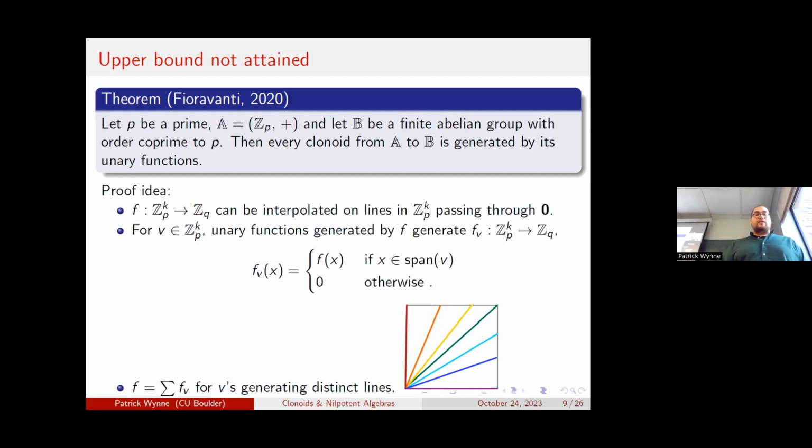So the important thing here is that we not only get that this function FV is generated by F, but it's really generated by the unary functions that are generated by F. So we start with F, a k-ary function. We look at the unary functions in the clonoid that it generates, and from those unary functions, we can reconstruct the function f.